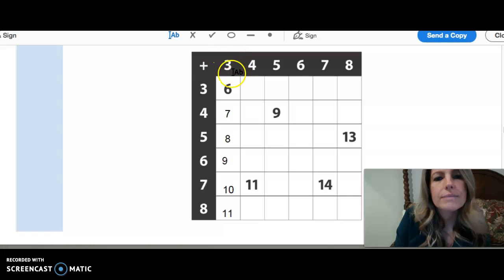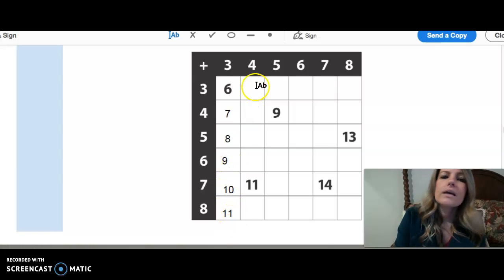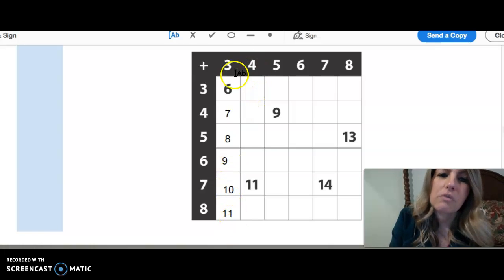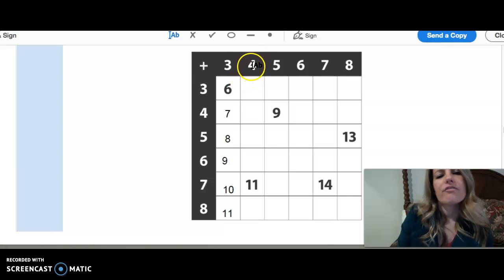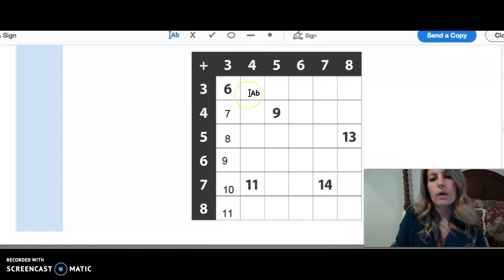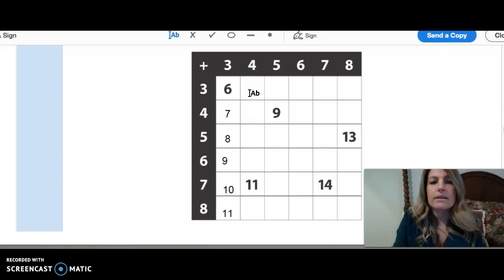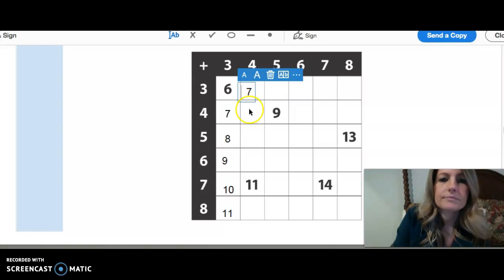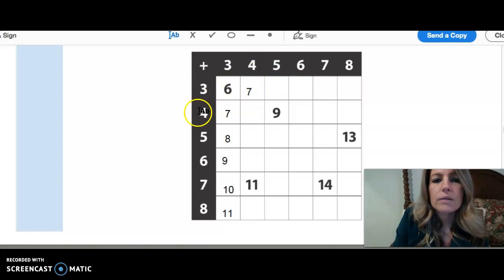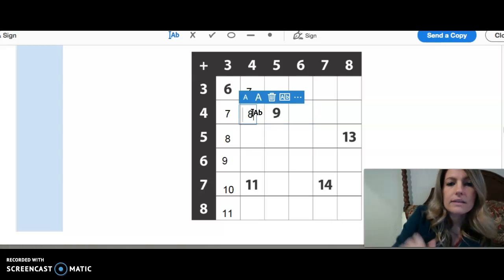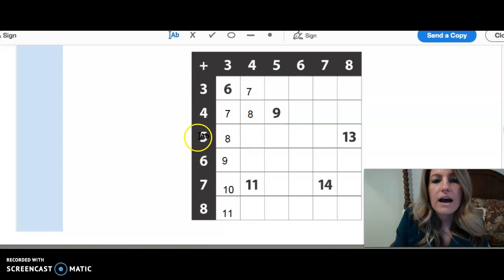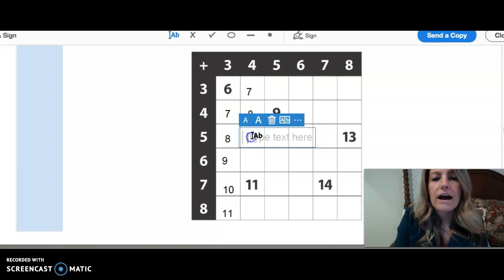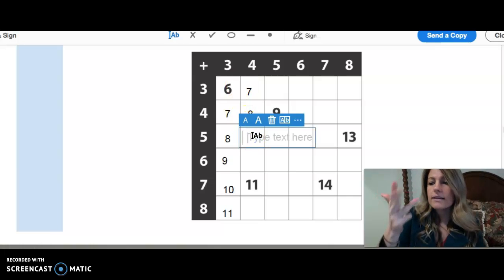You'll also notice a pattern here. Look at the numbers that we put in our addition table: 6, 7, 8, 9, 10, 11. Now let's start with the 4 and the 3. 4 plus 3, 4, 5, 6, 7 is 7. 4 plus 4 is 8. 5 plus 4, 5, 6, 7, 8, 9.